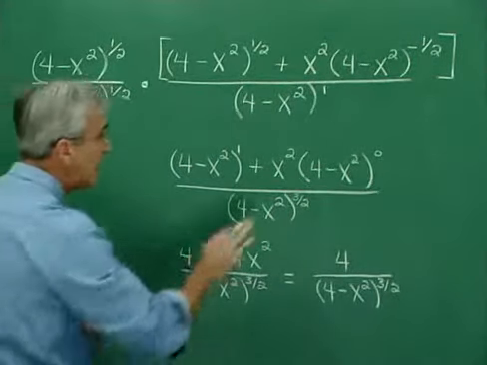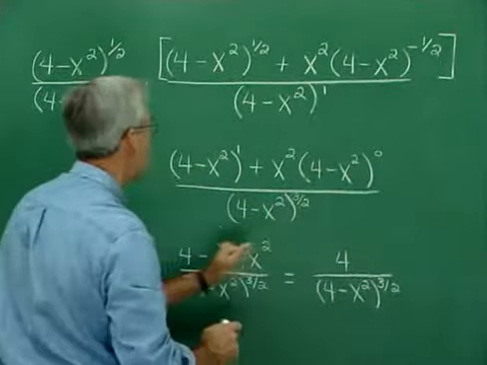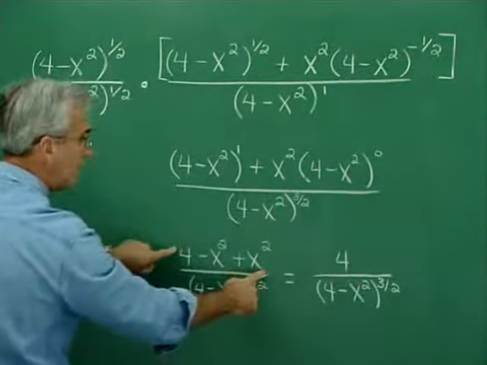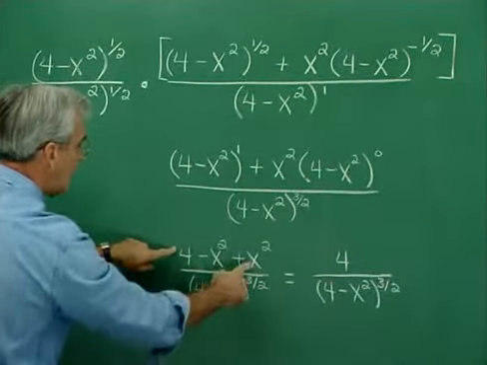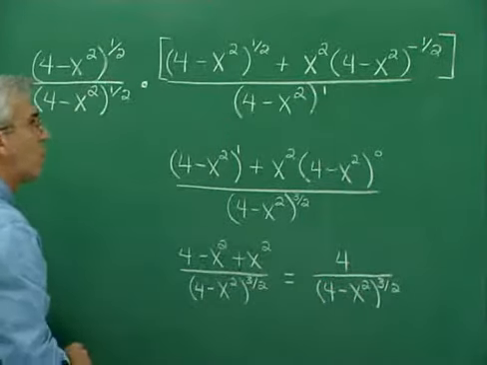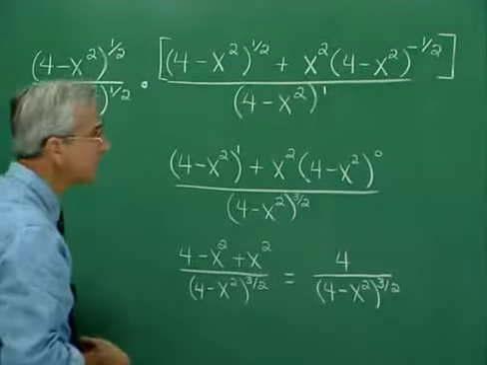And then cleaning up a little bit in the numerator, this virtually goes out. It becomes a factor of 1 here. So we have 4 minus x squared plus x squared. And then the x squareds go out, so we have 4 over this business as the simplified form. So it's a rather interesting kind of manipulation.